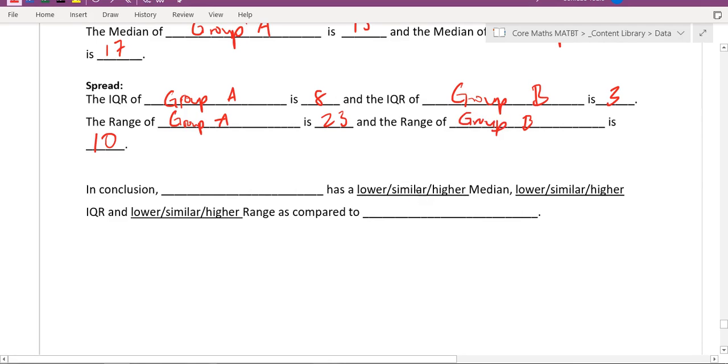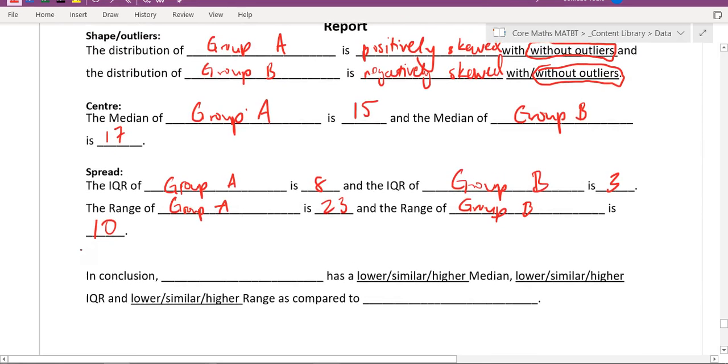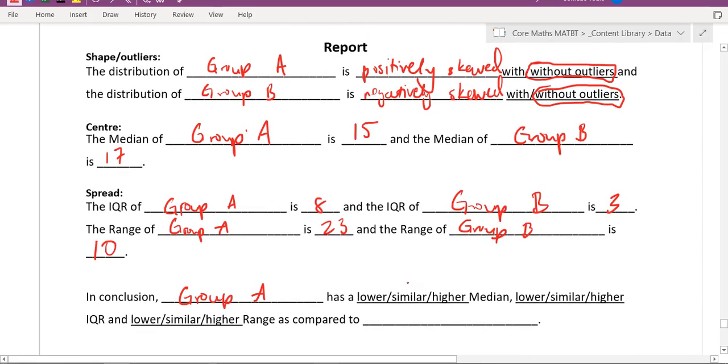Okay, so in conclusion, again, you don't need to have a conclusion. All you need to have mainly is this, but we'll do the conclusion anyway, because they ask us to. So in conclusion, we'll start with Group A. Do they have a lower, similar, or higher median than Group B? So if you look at, so median for Group A is 15, and that's lower than Group B. So they have a lower median.